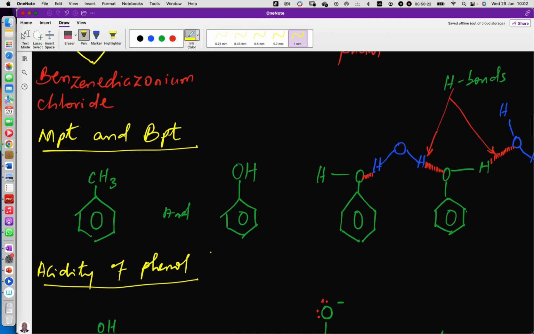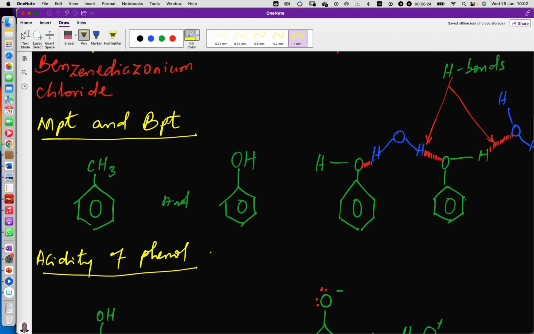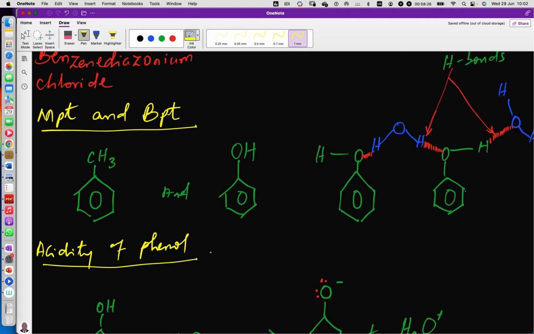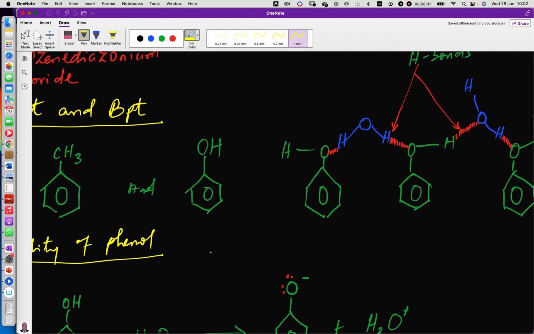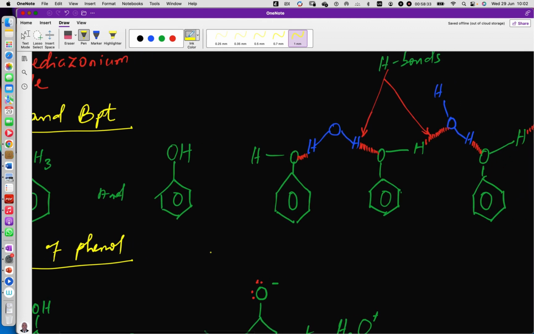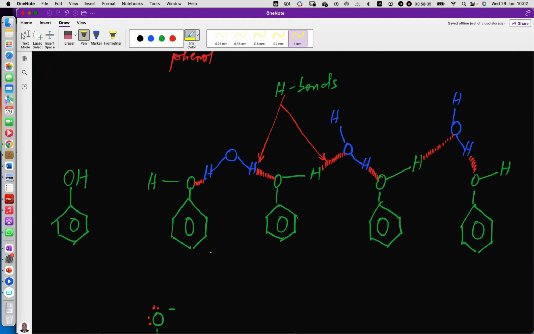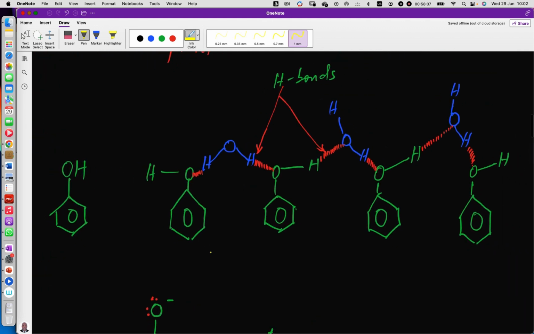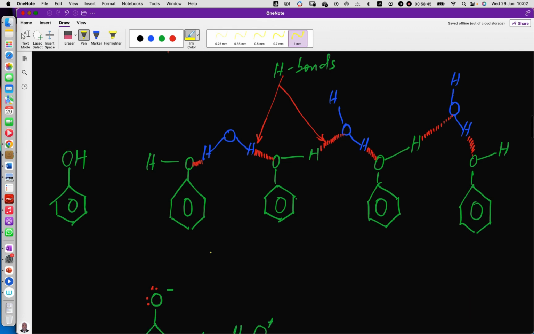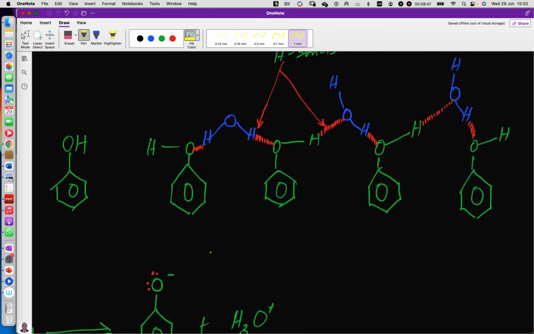The boiling point and the melting point, I said that phenol has a higher melting and boiling point than methyl benzene. And the reason I gave there was that phenol can form hydrogen bonds with water molecules. That was the reason I gave.